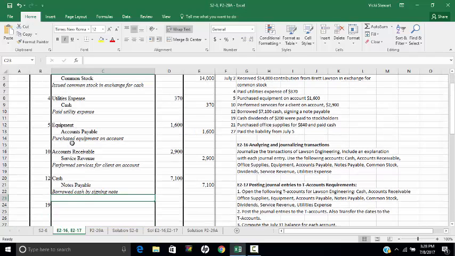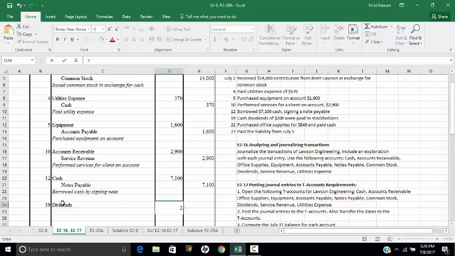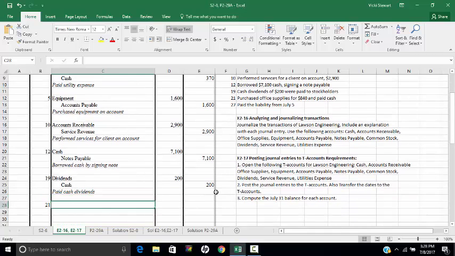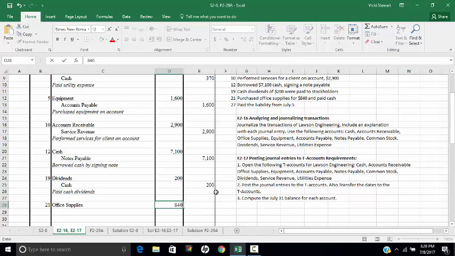Okay, and on the 19th it says that we paid cash dividends of $200 to the stockholders. So we're going to debit dividends for $200 and credit cash for $200. The explanation would just be paid cash dividends. On the 21st, it says that we purchased office supplies for $840 and we paid cash. So we got an asset, office supplies. We'll debit that for $840 and credit cash for $840. And our explanation would just be purchased office supplies for cash.